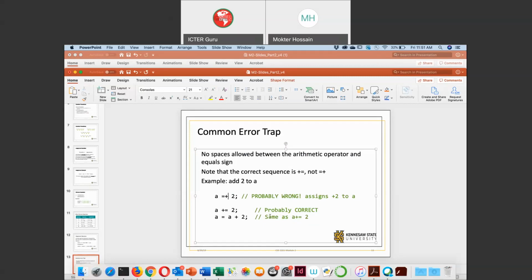How about this one? Is it correct or incorrect? Yes, it is definitely incorrect. Actually, I wanted to mean like this. How about this one? It is incorrect. The reason is that you cannot give a space between the plus sign and the equal sign.